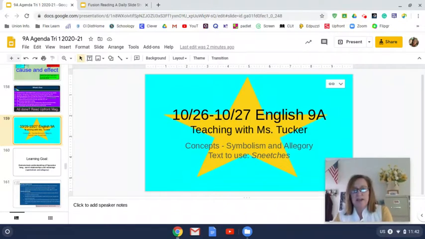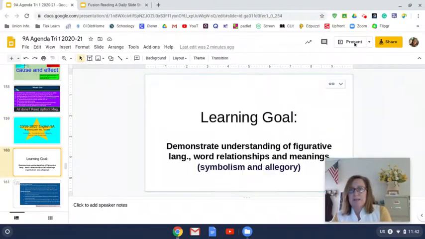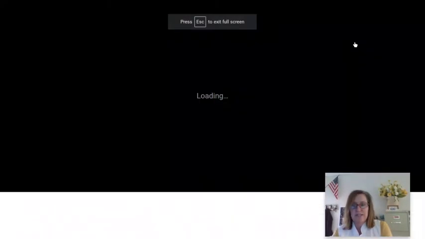So today we are going to be looking at two concepts of symbolism and allegory, and we'll be looking at those concepts through the story called The Sneetches. Let me put this on presentation mode so you can see this a little better.